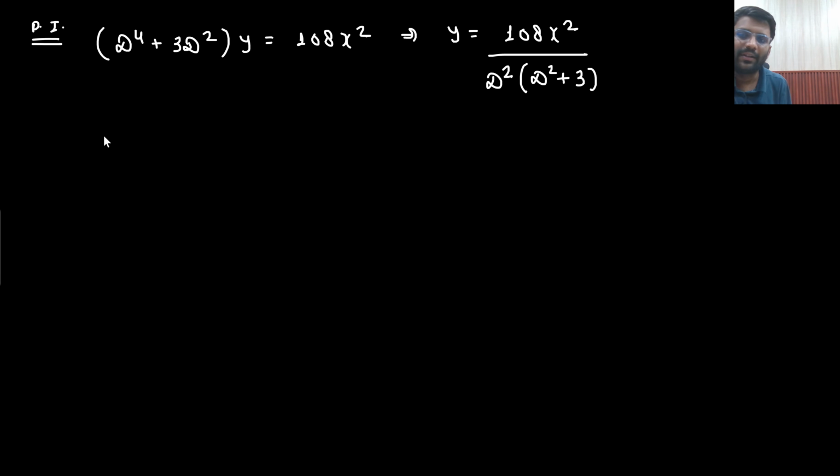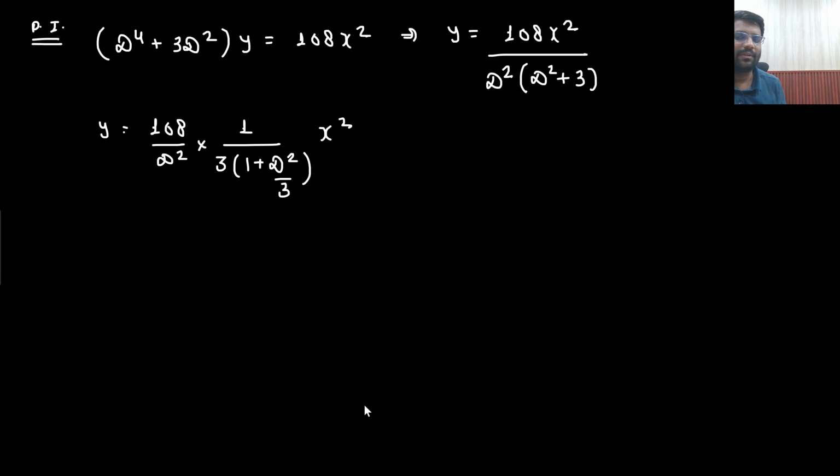Yes sir, absolutely clear. So y we are getting is 108, which is just a constant, divided by D^2. You keep D^2 aside, D^2 we can operate later on. Now you take 3 outside. Why am I taking 3 outside? Because I need to make it a form of D^2 by 3 and x^2. Understandable what I have done? D^2 I am keeping aside, I can deal with it later on, because I know D^2 is nothing but integrating twice. So I just need to deal with 1 plus D^2 by 3 now.